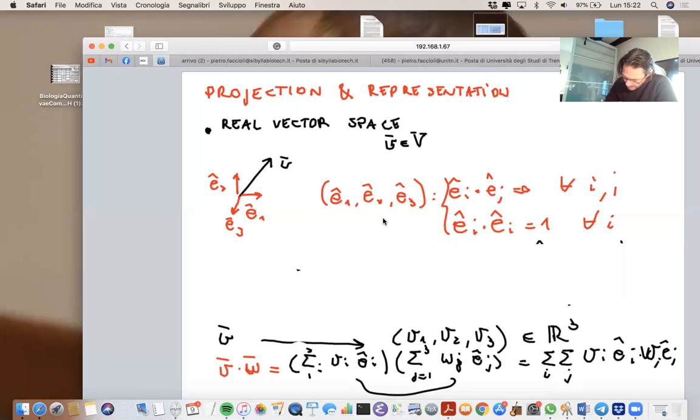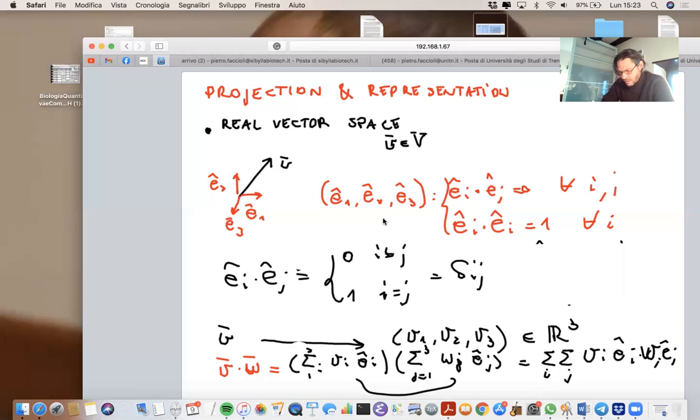So ei dot ej is equal to 0 if i is not equal to j, and 1 if i is equal to j. And this is called the Kronecker delta. It's represented by a delta with suffixes i and j. And this is a number that does exactly this: it's 0 if i is not equal to j, and 1 if i is equal to j. Kronecker delta.